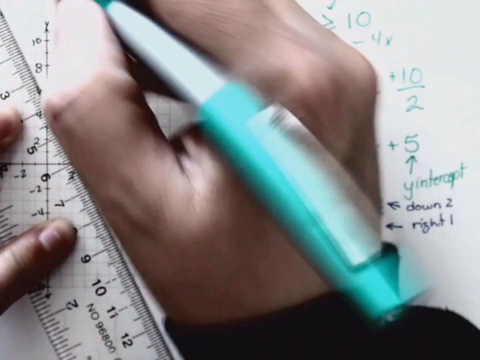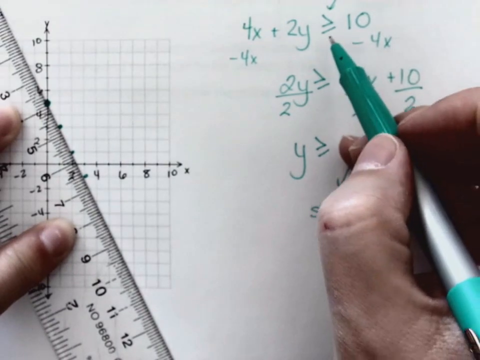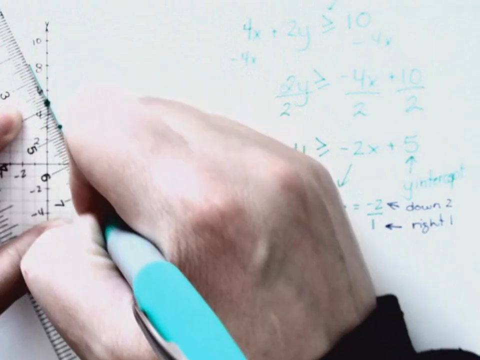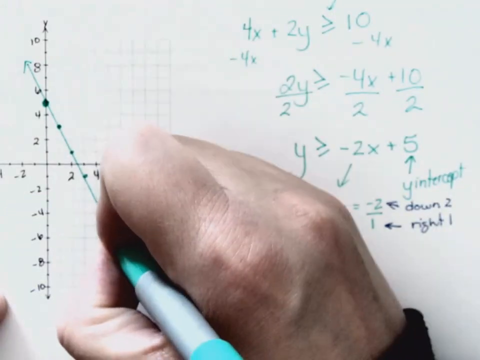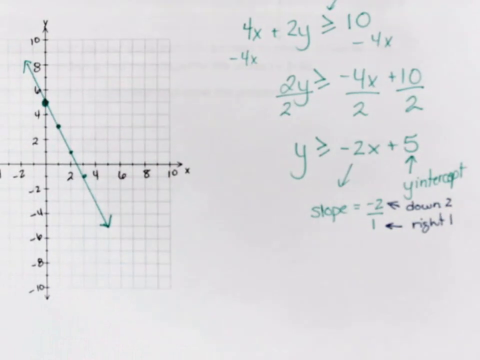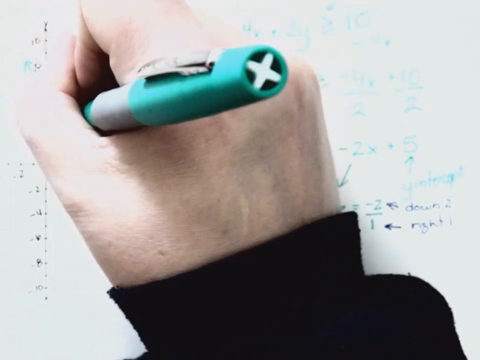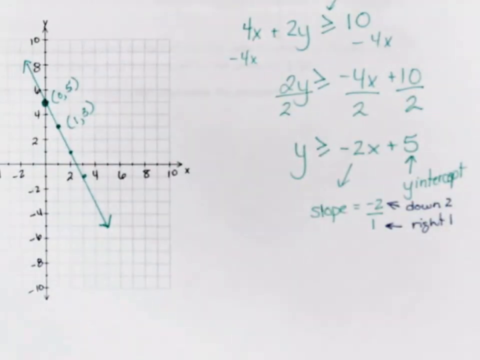So I'm going to use a ruler and I'm going to draw a straight line. Now, we decided that it would be a solid line because it has the equal to sign. So I'm going to just draw it like I was in grade 10. I need arrows on either end just to indicate that it does go on. This point is 0 and 5. And this point is 1 and 3. Okay, so I've graphed that part.